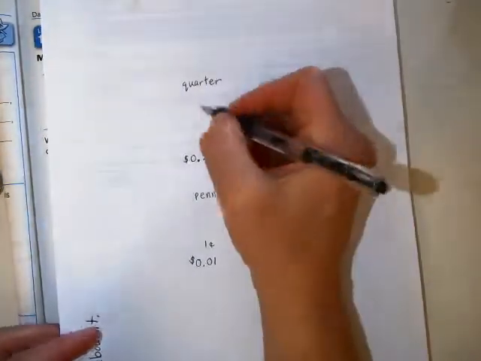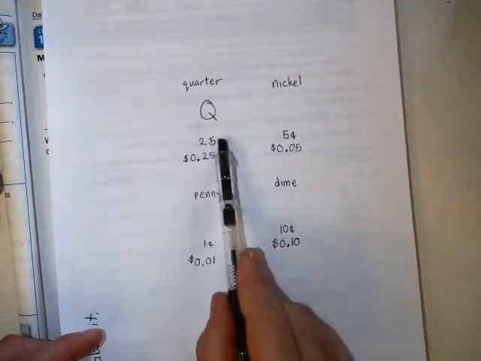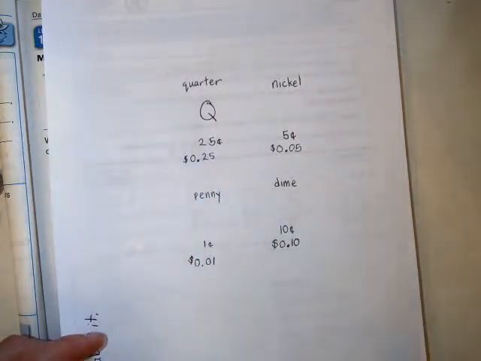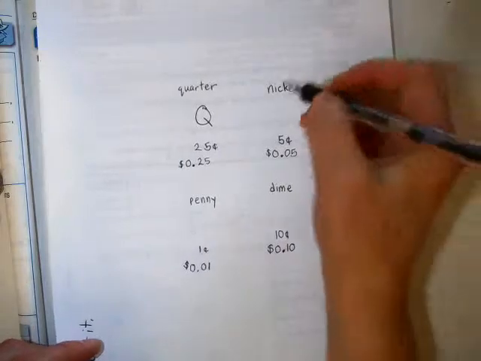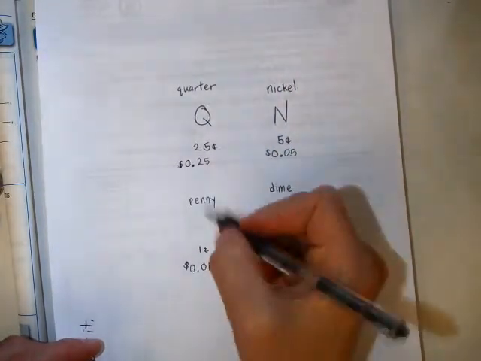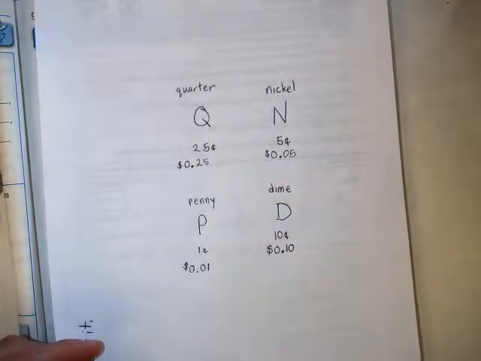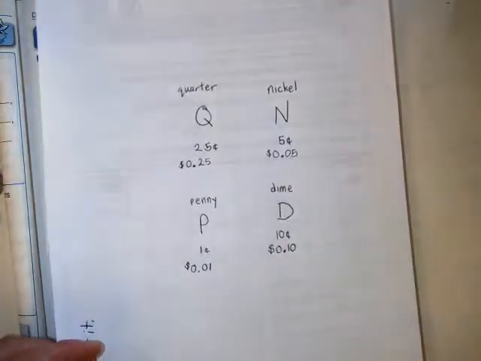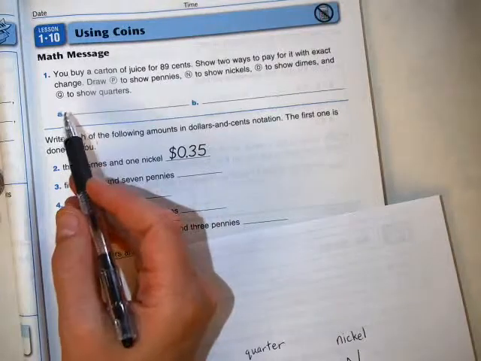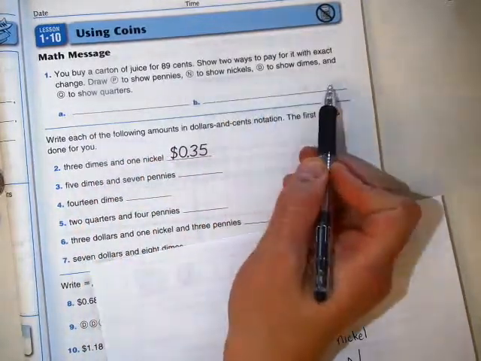The quarter, which you can draw as a Q, alright, is 25 cents, or in dollar and cents notation, which I'd really like you to practice when you have time. 25 cents. A nickel, you can just write N for nickel, alright, P for penny, and D for dime. So you have to actually add all these up to make 89 cents. And you have to do it 2 different ways. So you do it once here, then you do it again here.